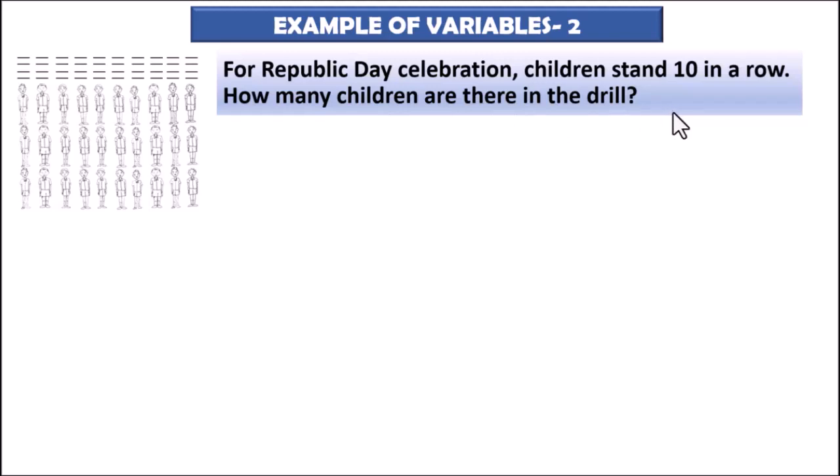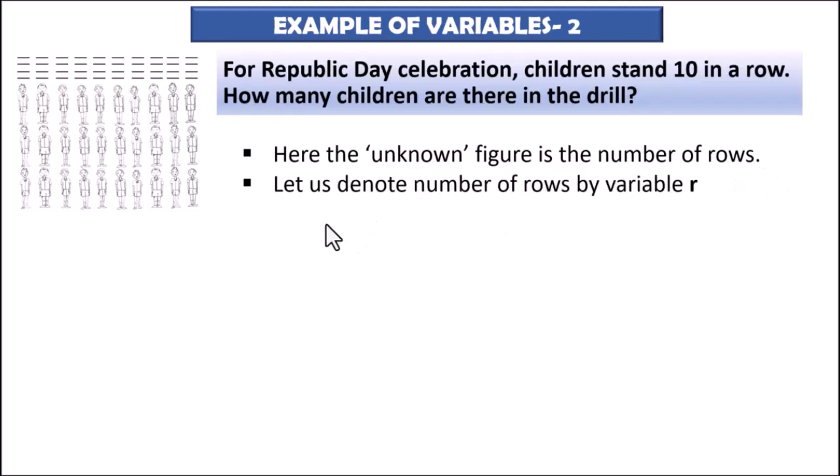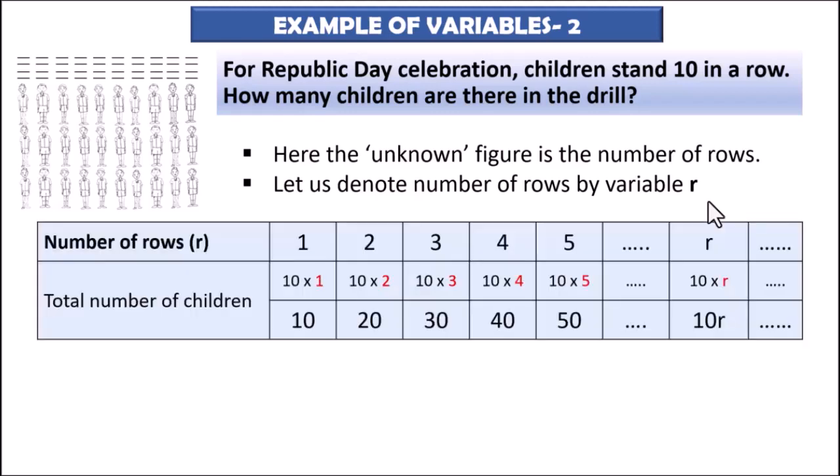So what is the unknown figure here? Here the unknown figure is the number of rows. For this unknown figure, we will take a variable. Let us denote the number of rows by the variable r. Now again we will make a table and note down how many children will be there as the number of rows keeps on increasing. So in the first row we will write the number of rows 1, 2, 3, 4, 5 and so on, and then we will calculate the total number of children.